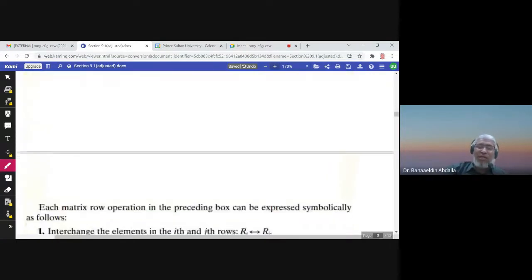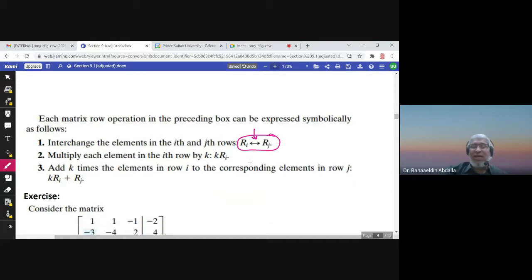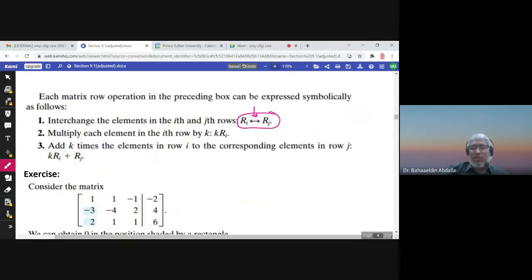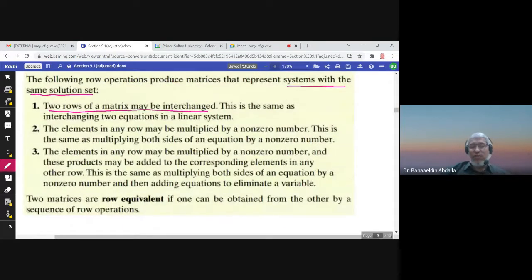How do we write this? We say Ri, Rj, and use this arrow, which means I'm going to interchange Ri with Rj. So if you write R1, R2, it means you will put R1 in the position of R2 and R2 in the position of R1. We say interchanging. So this is the first row operation.